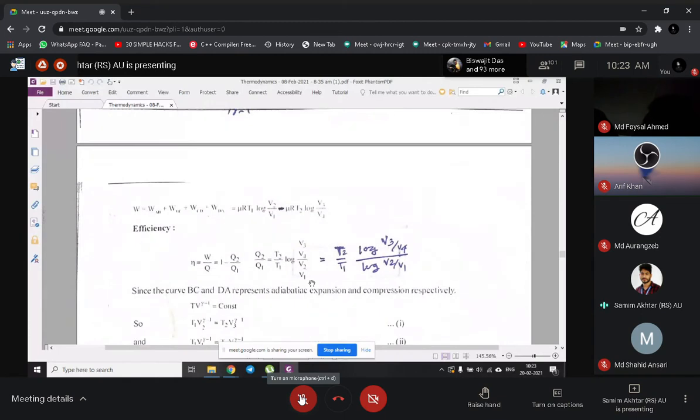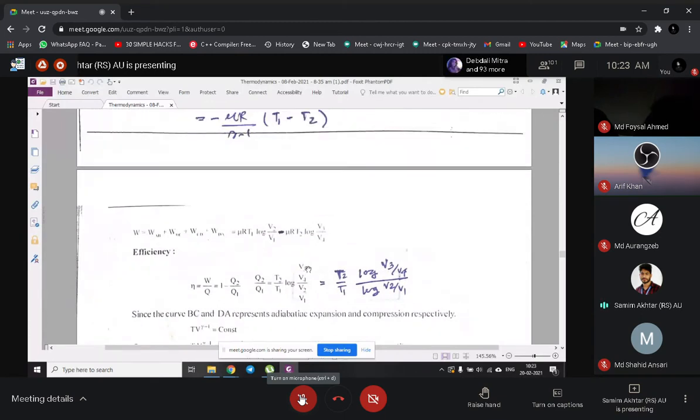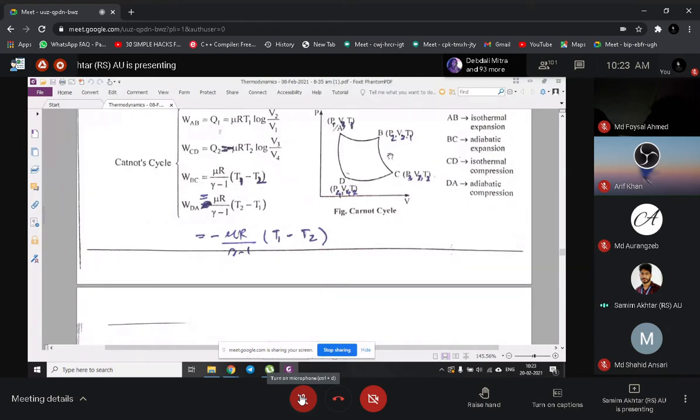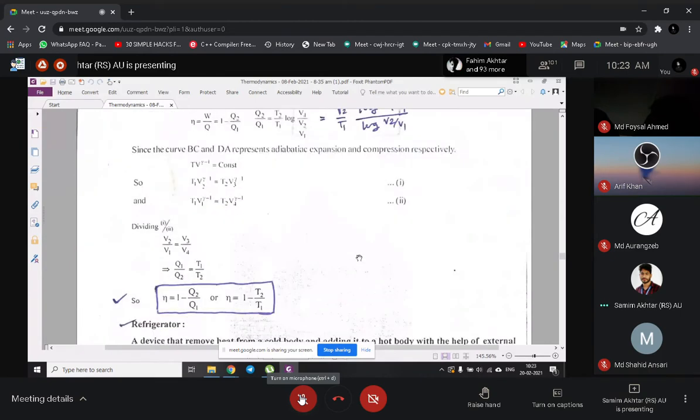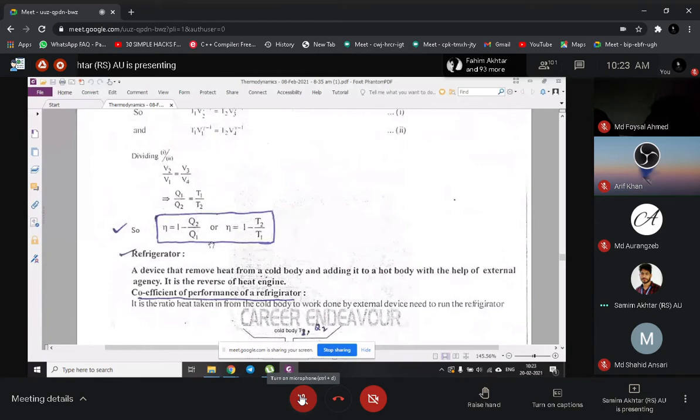Okay, so this is the efficiency during this work done, A to B, B to C, C to D, and D to A. This is the efficiency, basically work done by Q, and these are the expressions. And finally, we have reached the expression eta equal to 1 minus T2 by T1.